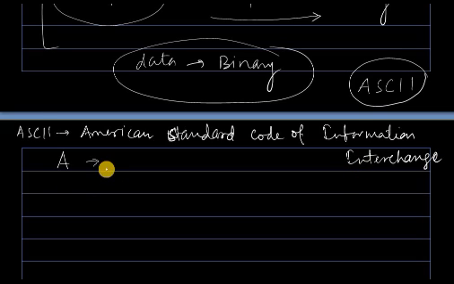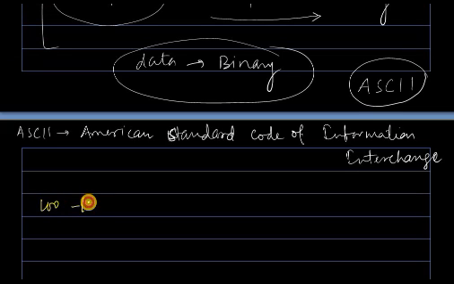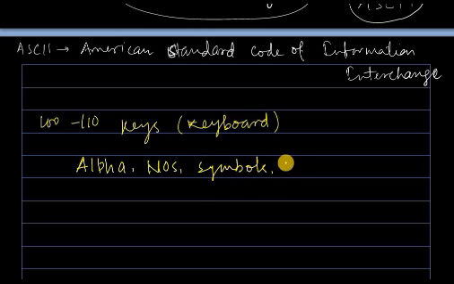Now what is this? If I talk about ASCII value, if I check my keyboard, there are around 100 to 110 keys on the keyboard. Now these keys are alphabetic keys, numbers, symbols, and special keys, right?